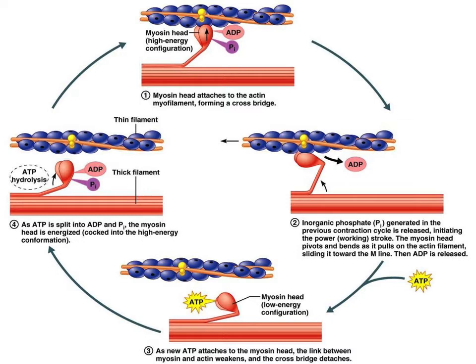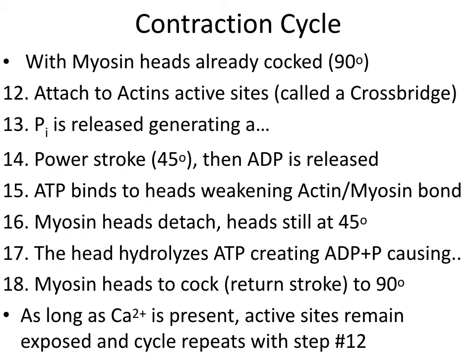calcium is present. If calcium is present, then it can attach to troponin. Troponin changes position, which tells tropomyosin to roll off, and you continue to have the cycle over and over and over. Okay? That's a lot. I understand that's a lot.